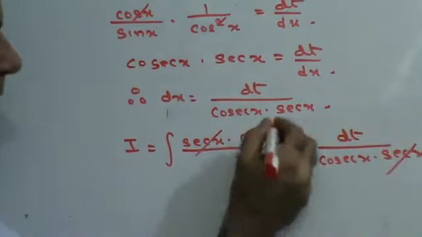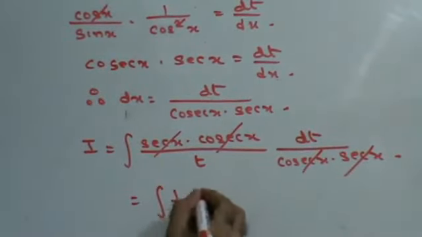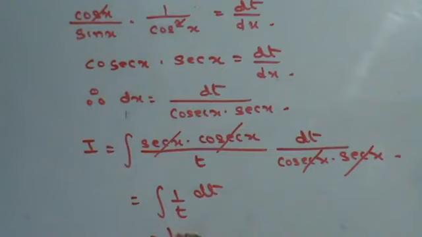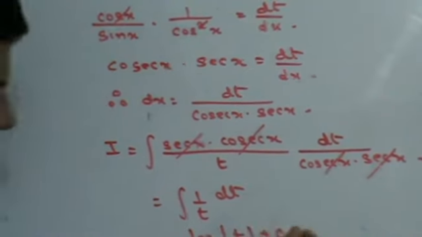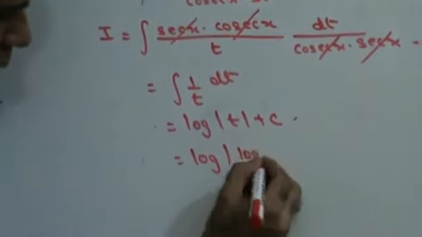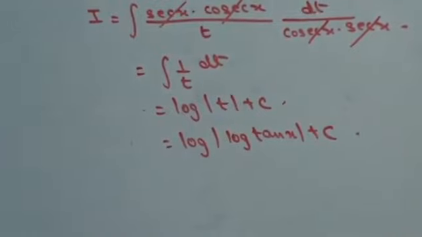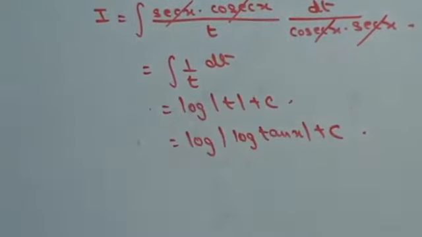Sec x cancels, cosec x gone. Integral of 1 upon t dt is log mod t plus c. t is nothing but log of tan x, plus c. Right? Next, let's see another one.